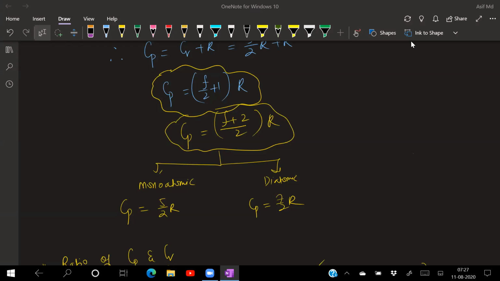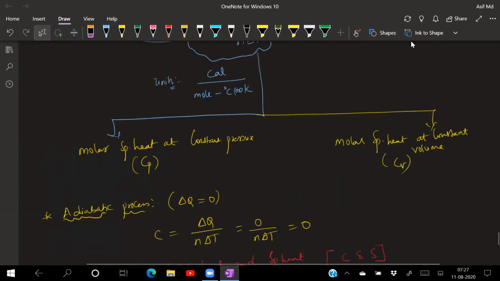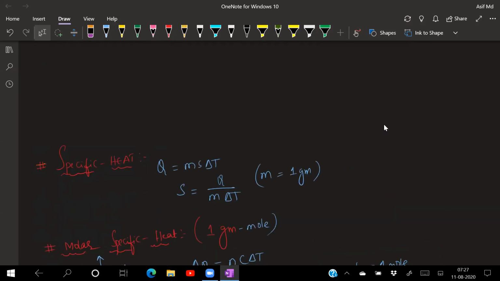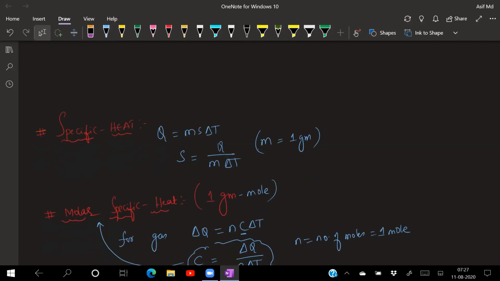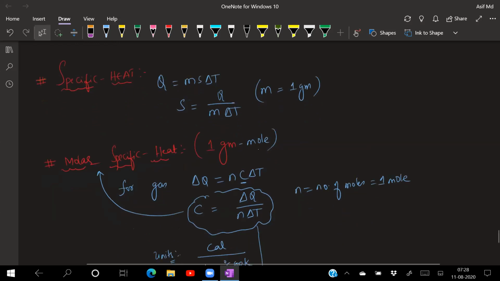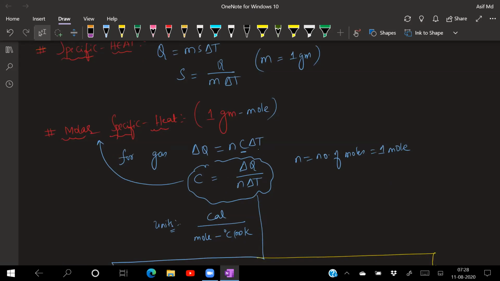Is it now in recording mode? Yes, sir. Somewhere we have been doing specific heat ratios. What is specific heat? I told you specific heat is nothing but Q equals m s delta T. So from that I get the specific heat s equals Q by m delta T, where m is 1 gram. The same way, molar specific heat is defined for 1 gram mole. So for a gas we know Q equals n C dT.